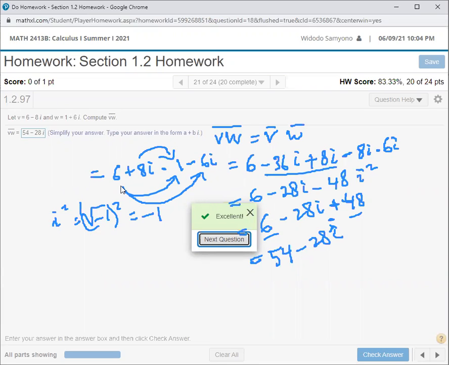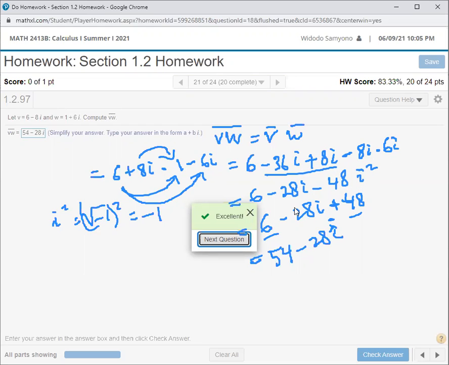And then the first with the last, the outside. So 6 times negative 6i gives you negative 36i. And then the inside, 8i times 1 is equal to 8i. And then the last one, 8i times negative 6i, so that gives you negative 48i squared.